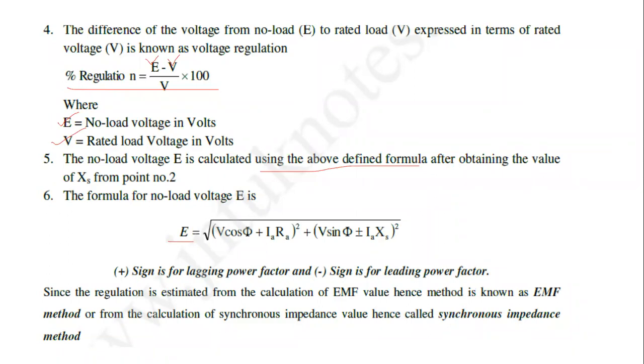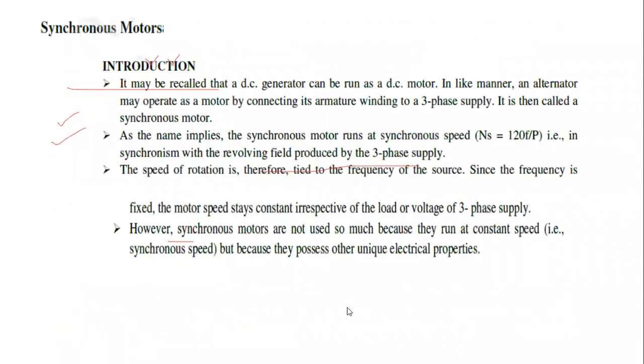After calculating the regulation, what is the basic formula for E? E is equal to the square root of (V cos phi plus IaRa) whole square plus (V sin phi plus IaXs) whole square. This is the formula for voltage regulation. Next.